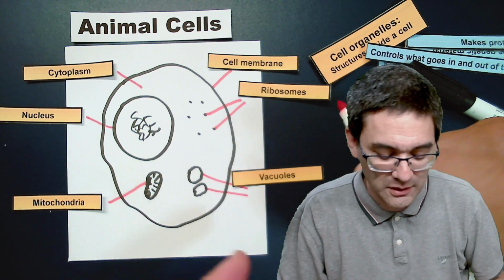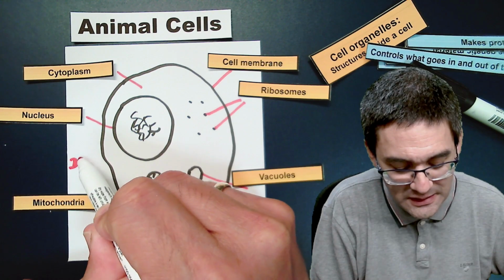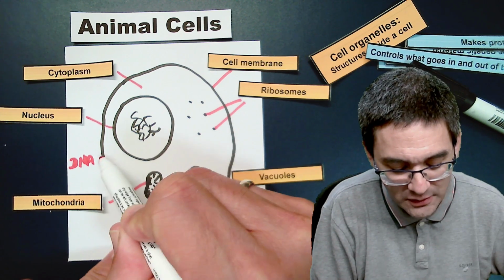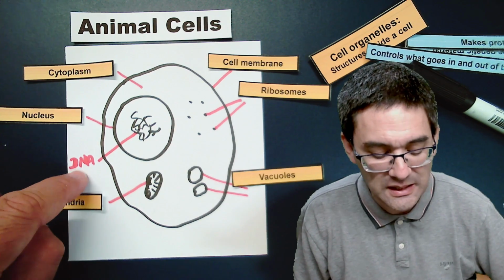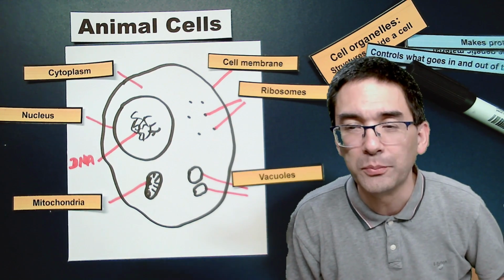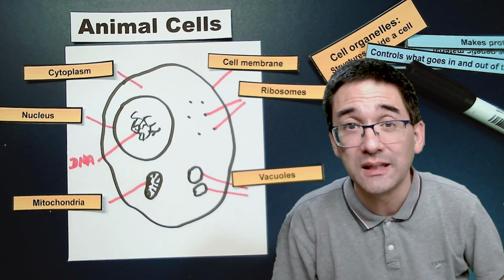And in here, I should actually also label DNA. So I'm going to write this over here. The DNA is the genetic material, can be found inside the nucleus. Okay, DNA. It's also a little bit sloppy over here. So these are the most important parts of an animal cell.